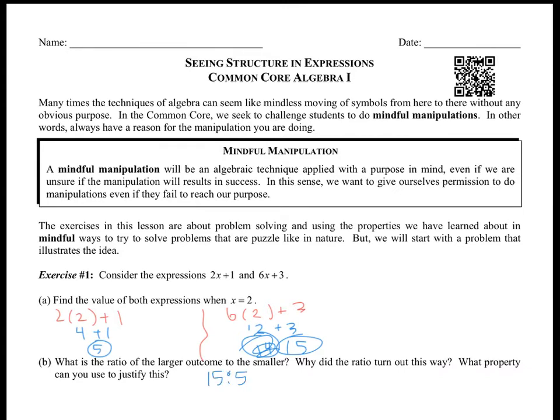So you can always take a ratio and you can turn it into a fraction. It does not have to be written with a colon in between them. So this is the same thing as 15 divided by 5, which is 3 over 1. So the ratio is 3 to 1. So the larger is 3 times the smaller.